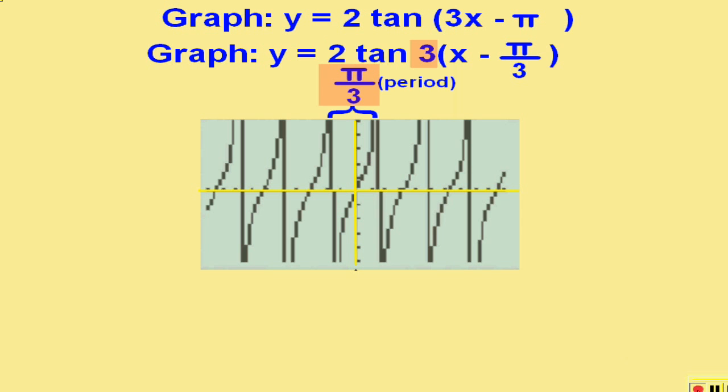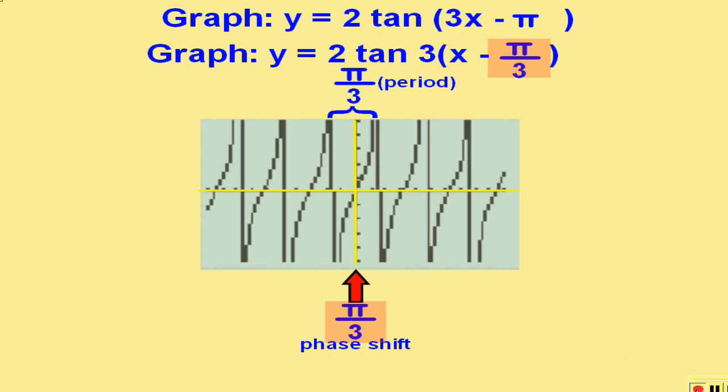The 3 helps us determine the period. When we put pi over 3, which is the way we find period, pi over a, that tells us that we are pi over 3 for one curve of the tangent curve. The pi over 3 after the x minus determines the phase shift.